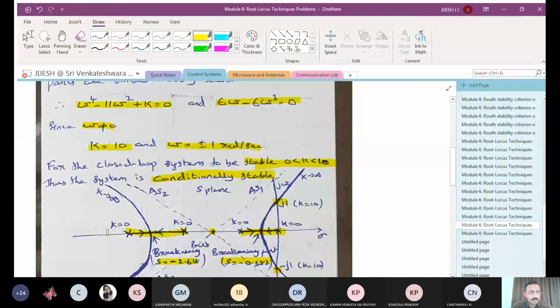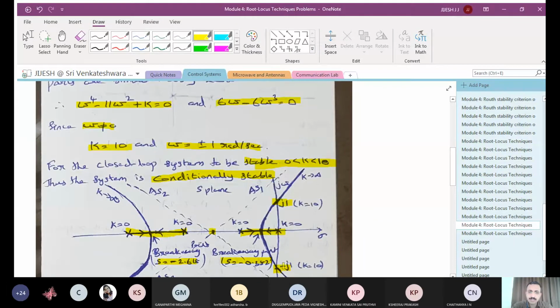These are the poles available there, and then you can draw the asymptotes as well. Draw the asymptotes AS1, AS2, AS3, and AS4. Once you complete all those things, then you have to mark the points. So omega you got as plus or minus 1. So you get j1, here 1 point, and minus j, here 1 point.